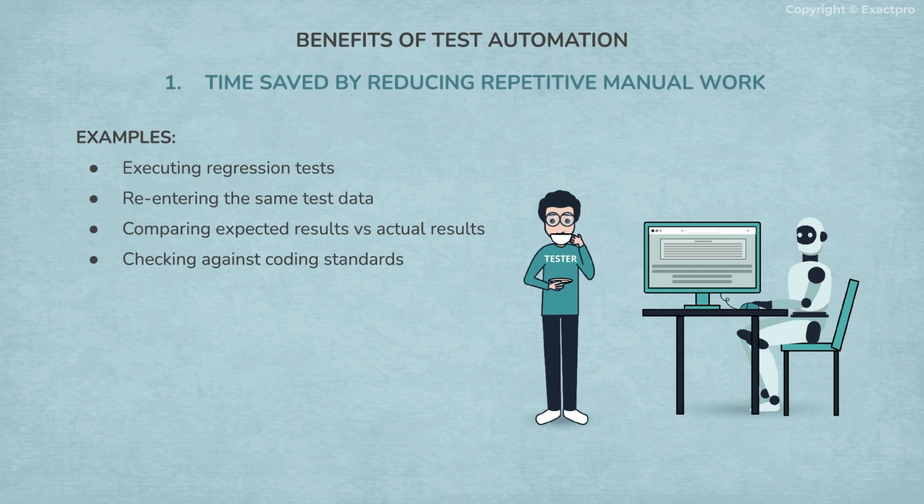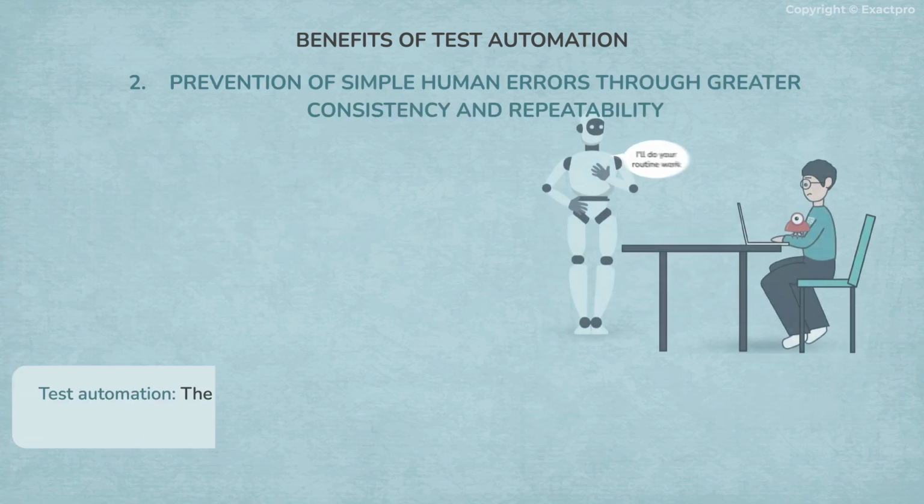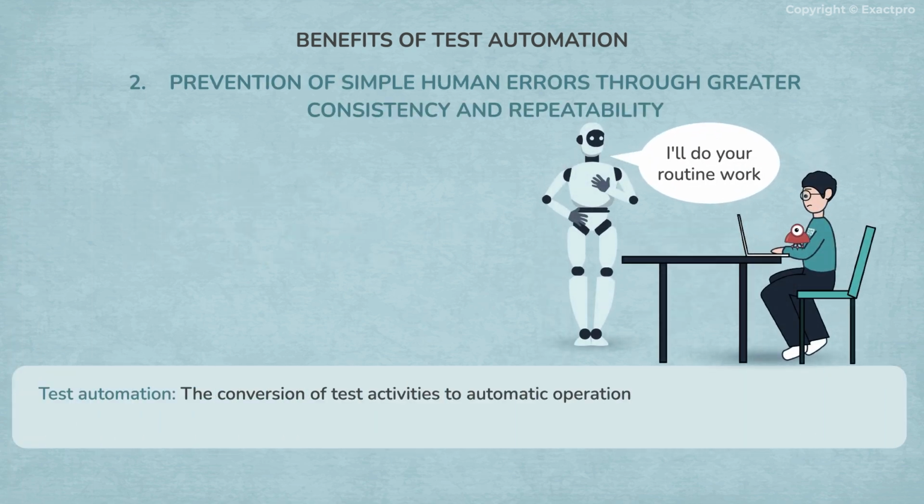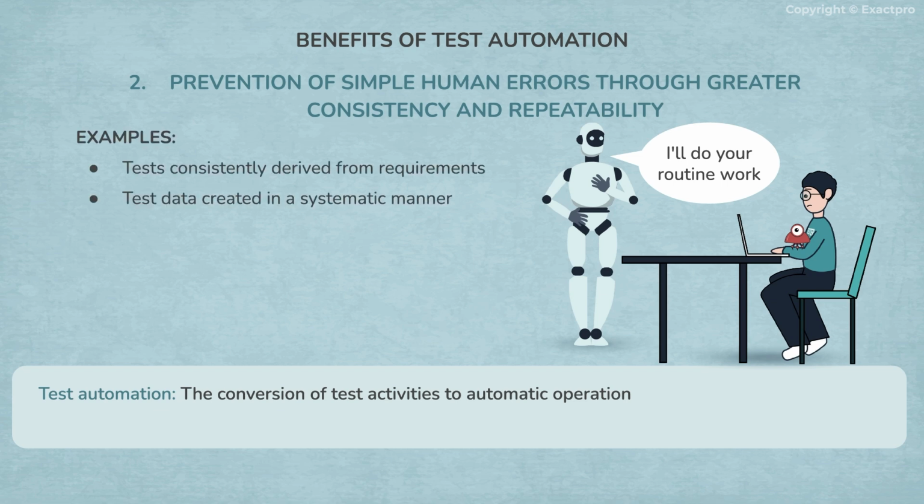comparing expected results with actual results, and checking against coding standards become faster. Test automation, or the conversion of test activities to automatic operation, provides greater consistency and repeatability while eliminating simple human error. This means that the tests are consistently derived from requirements, the test data is created in a systematic manner, and tests can be executed in the same order with the same frequency.